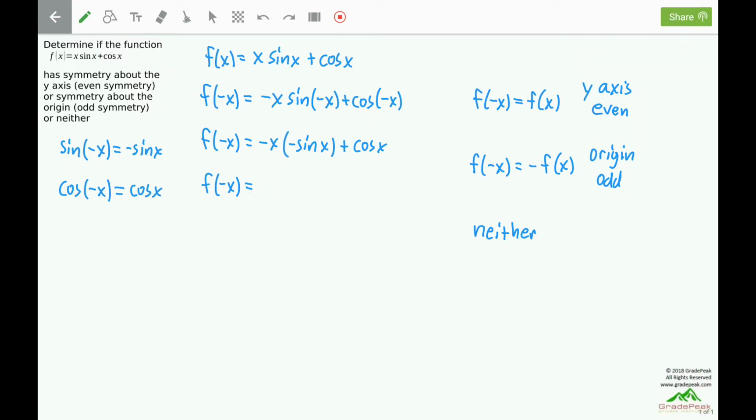A negative x times a negative sine of x will be a positive x times sine of x plus cosine of x. Comparing this to the original, each of the terms has the exact same sign. They're both positive. Therefore, f of negative x exactly equals f of x, which is the exact condition needed to have y-axis even symmetry.